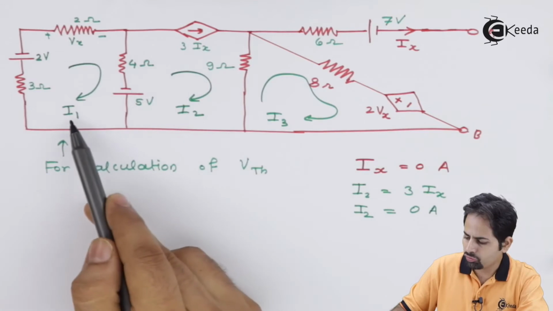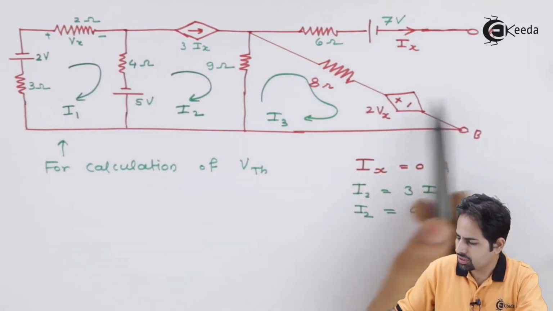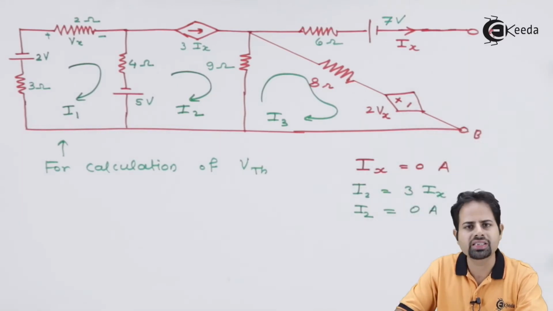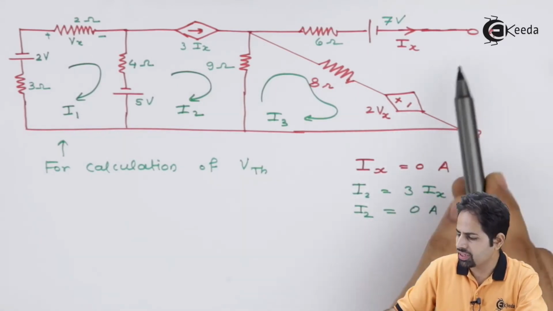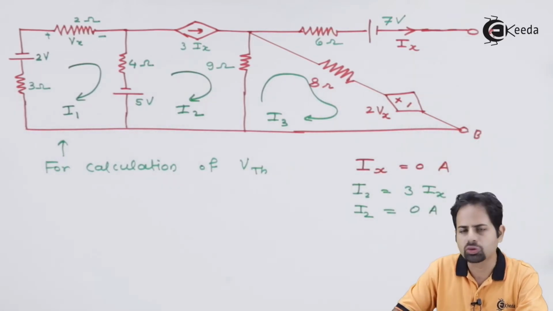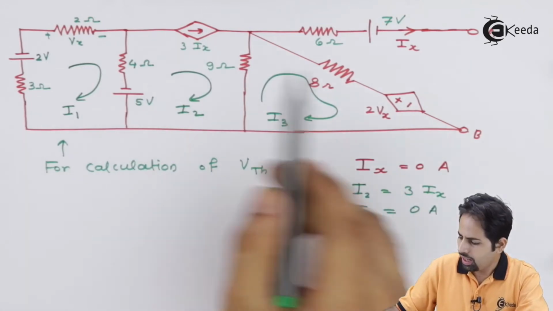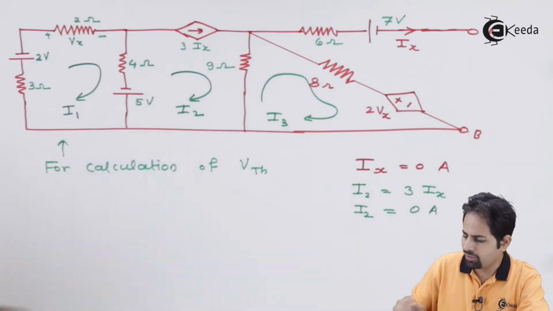So now our job is to find only I1 and I3. Because if you know the current through this circuit, between these terminals A and B there is a VTH, that is the equivalent Thevenin's voltage source, which we are going to use. So we will solve this by using mesh analysis, and then we will calculate the values of I1 and I3.